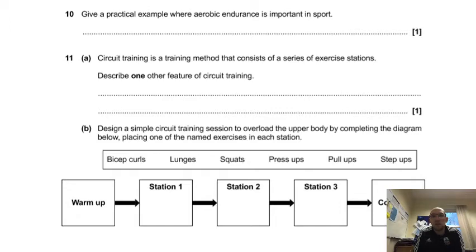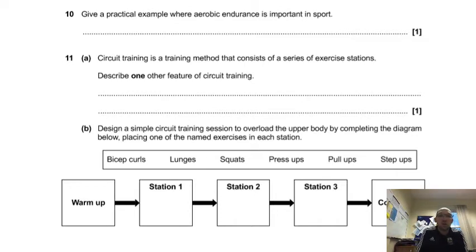Right, give a practical example where aerobic endurance is important in sport. So there's no examiner's report for this one, but the correct answers are any activity or event that requires aerobic energy production, e.g. a marathon, a triathlon, a 100-metre plus run to achieve a faster time in an event or activity. And 3, remain effective during a game, less fatigue during performance.